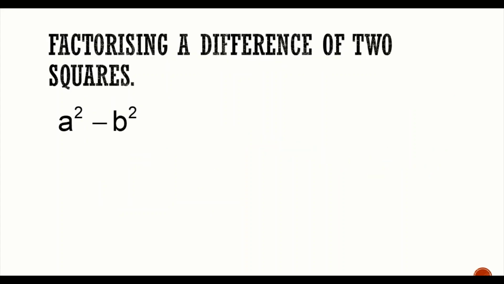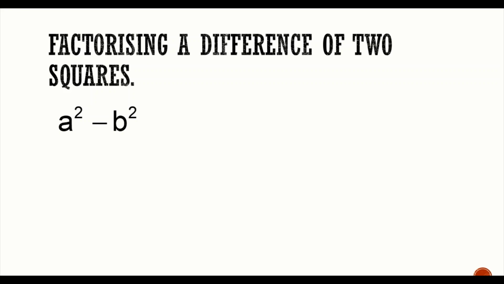So how do you factorize a difference of two squares? If you are given a difference of two squares, the first thing that is important is realizing that you have a difference of two squares. So a squared minus b squared. A squared is a square, b squared is a square, minus means that you are subtracting, and when you are subtracting, the answer that you get is a difference. Hence the name difference of two squares.